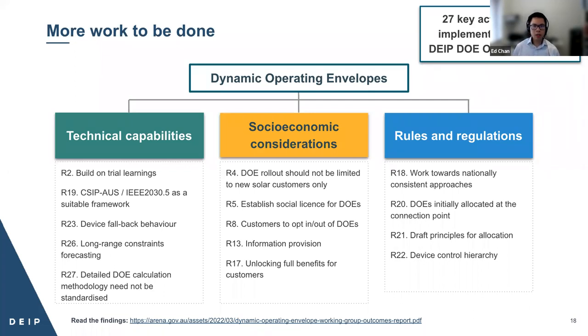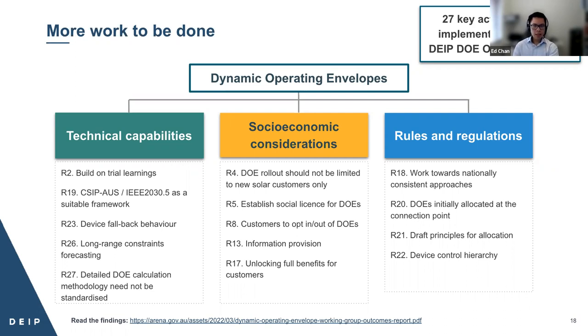From a rules and regulations perspective, Craig has already mentioned our work. The goal is looking at nationally consistent approaches. The expert reports that we've looked at through our work here talked about DNSPs, almost all of them. If they haven't already started trials, they are certainly considering implementation in the next 5 to 10 years. So it's important that if this is going to be a feature of the future grid, we have a nationally consistent approach.